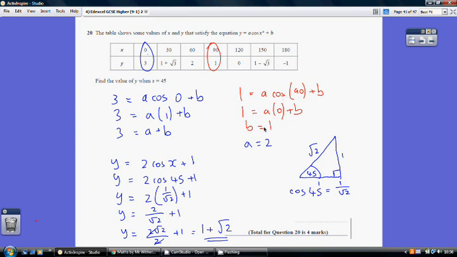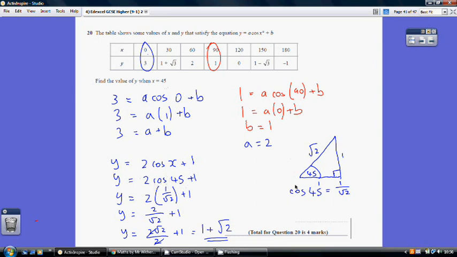So if b is 1, going back to equation 1, a must be 2. So I know b is 1, a is 2, and I have my final formula of y equals 2 cos x plus 1. I can now use this to work out the value of y when x is 45. So y is 2 lots of cos 45 plus 1. So I need to know what cos 45 is.